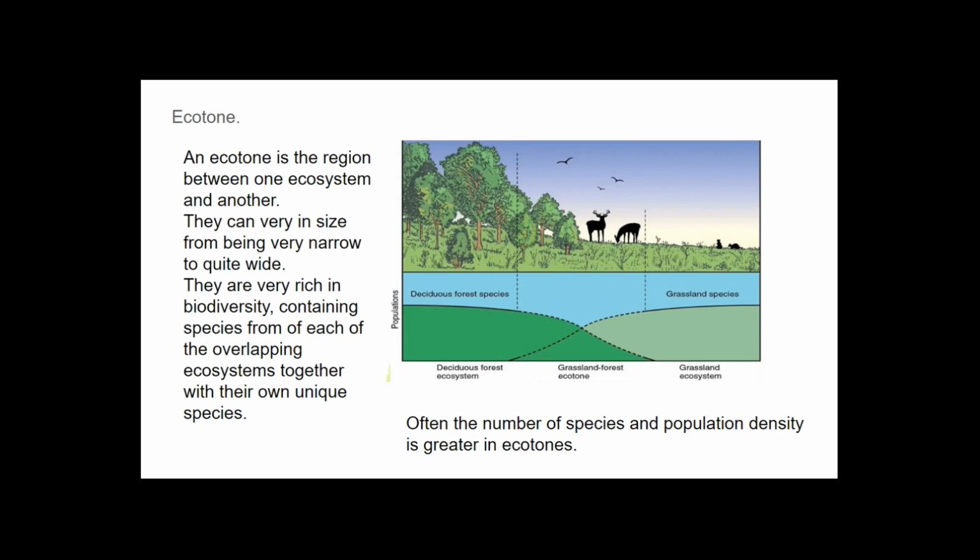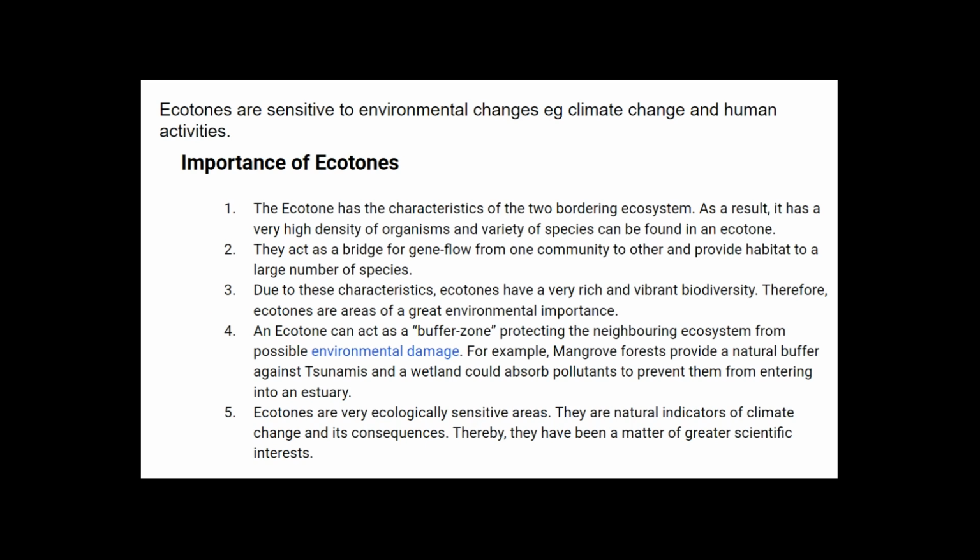And often the number of species and population density is greater in ecotones. That's important. Ecotones often have a very high species diversity. And ecotones are sensitive to environmental changes, e.g., climate change and human activities. So ecotones are, in a sense, more threatened by climate change than the other two. An ecotone has characteristics of two bordering ecosystems, and as a result, it has a very high density of organisms, and a variety of species can be found in an ecotone.